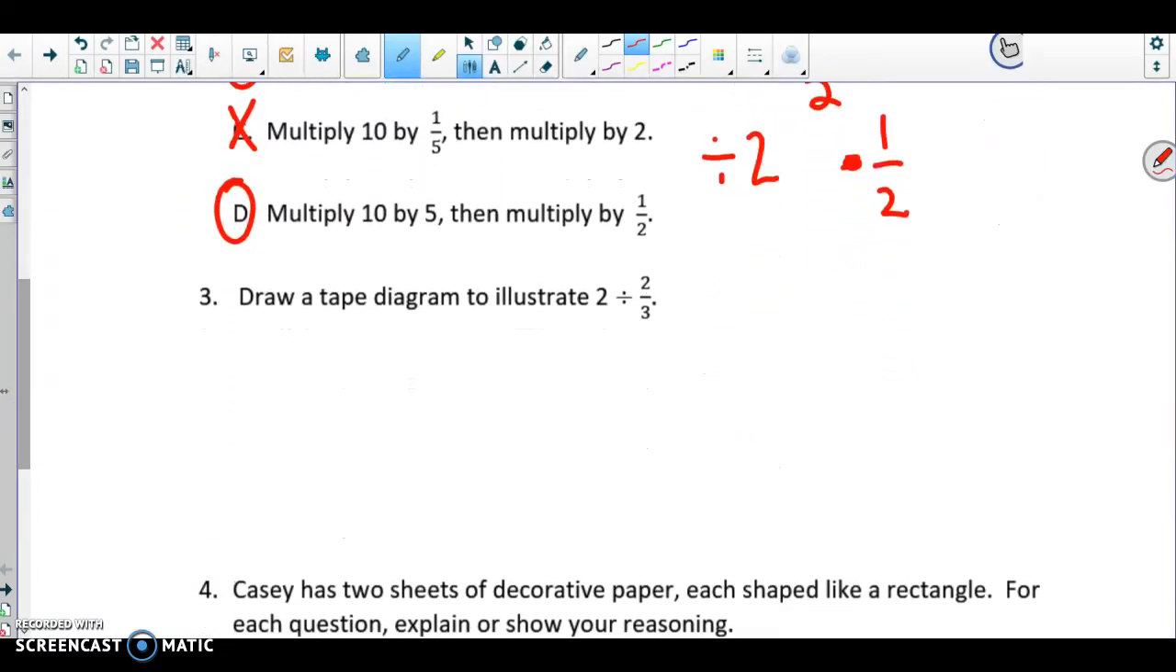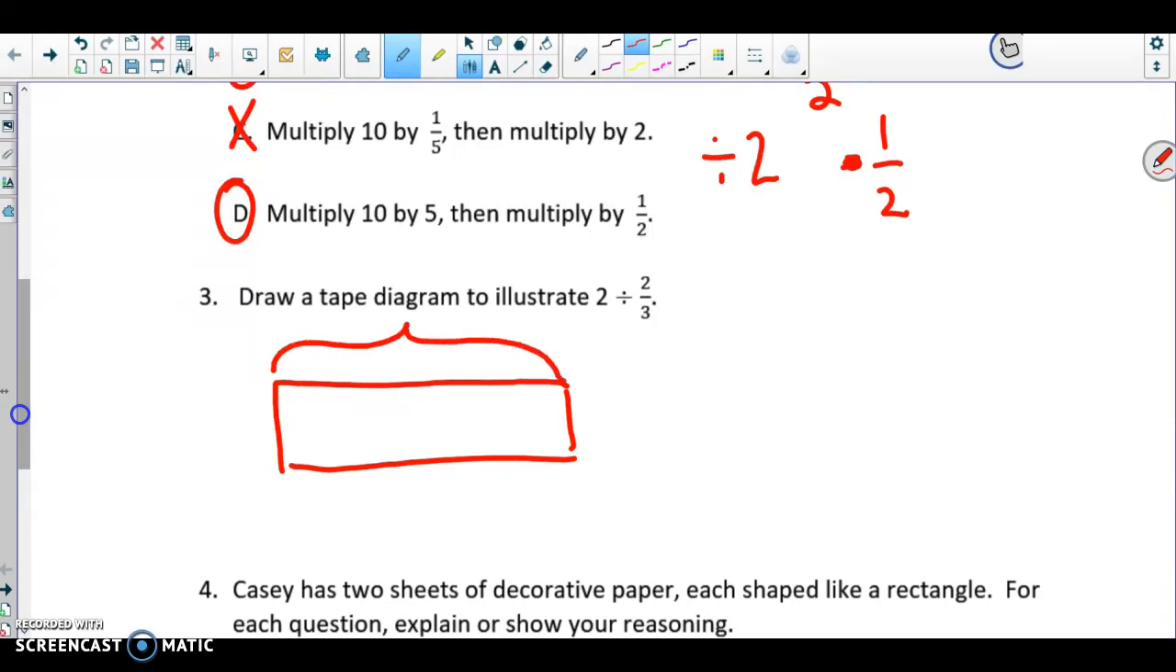Number 3, it says draw a tape diagram to illustrate that 2 is divided by 2/3. So my tape diagram. So I'm going to draw my 2 here. So we're saying this whole thing is equal to 2. In fact, I'm going to separate it out. Here's 1 on this side and 1 on this side. And then the other thing I'm going to do, I'm dividing it by 2/3.